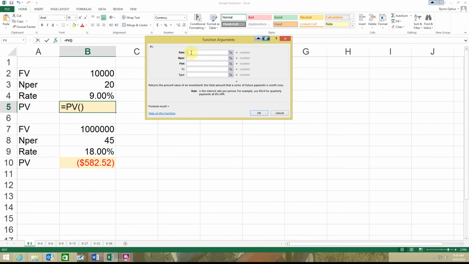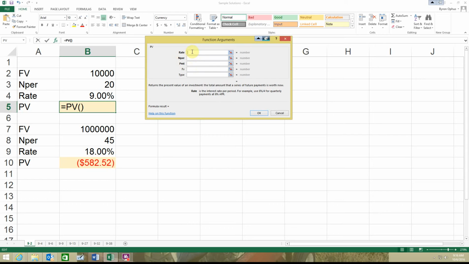Okay, so if you'll notice here, it gives us 1, 2, 3, 4, and really 5 fields that we could fill in, but we only need 3 of them. Payment we don't have, and so we're going to leave that blank, and that's fine. We'll use that later. Okay, but we won't fill it in now.